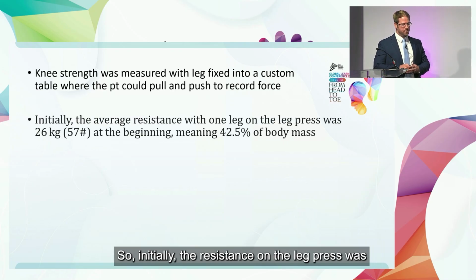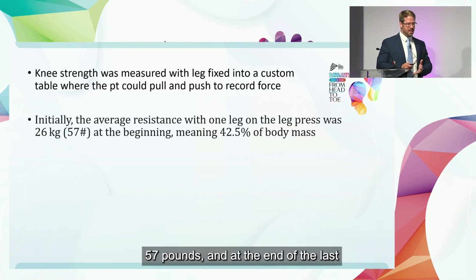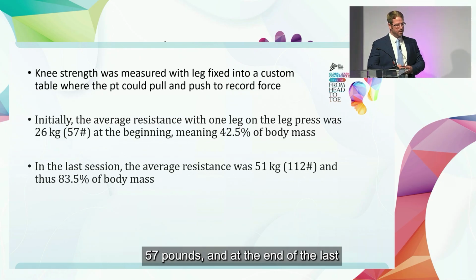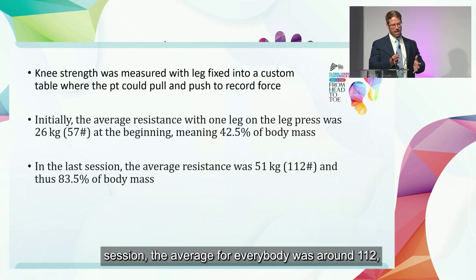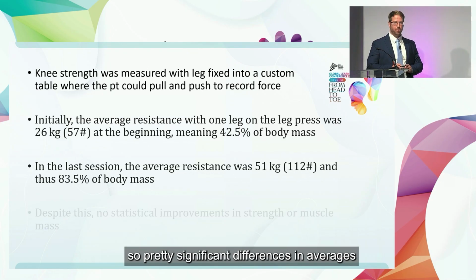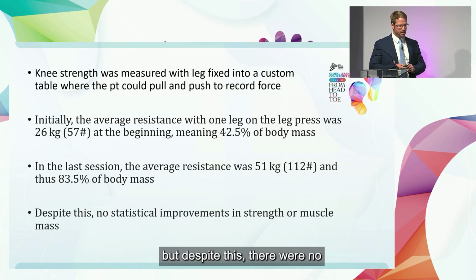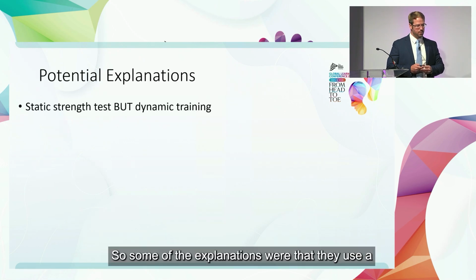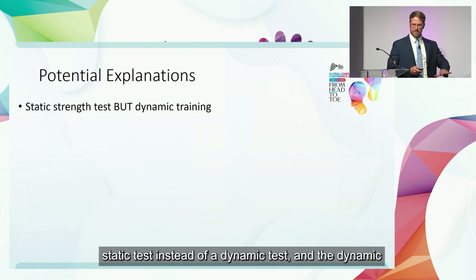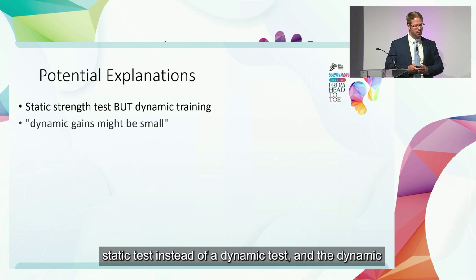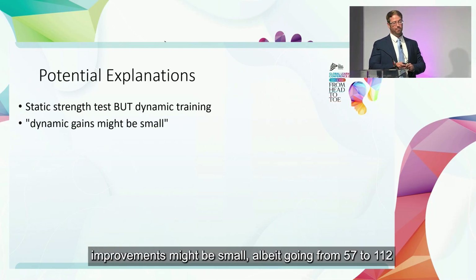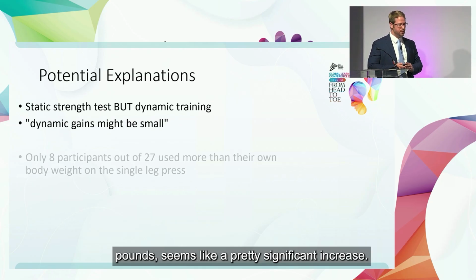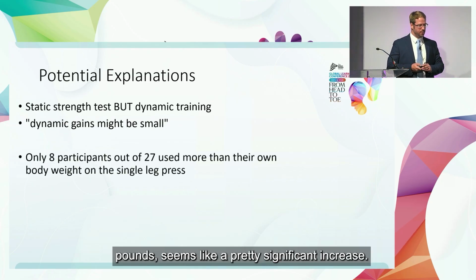So initially the resistance on the leg press was 57 pounds, and at the end of the last session, the average for everybody was around 112. So pretty significant differences in averages, but despite this, there were no significant improvements in muscle strength. Some of the explanations were that they used a static test instead of a dynamic test, and the dynamic improvements might be small, albeit going from 57 to 112 pounds seems like a pretty significant increase.